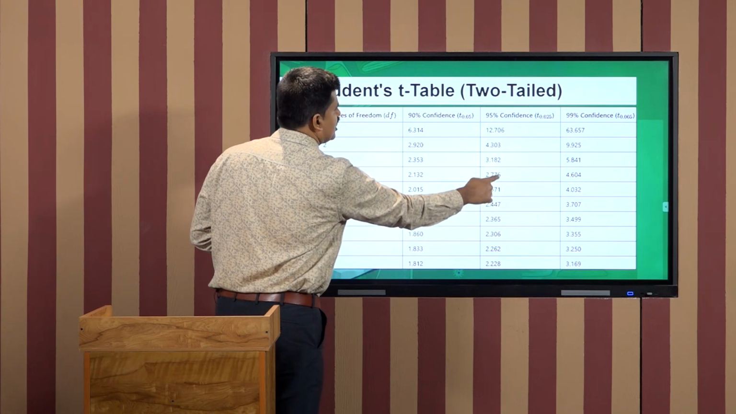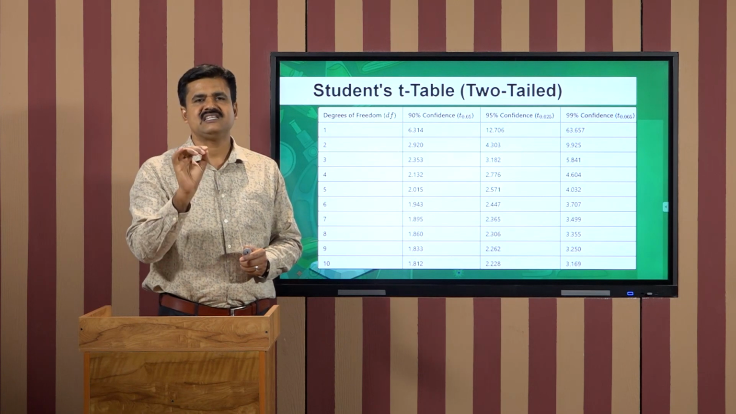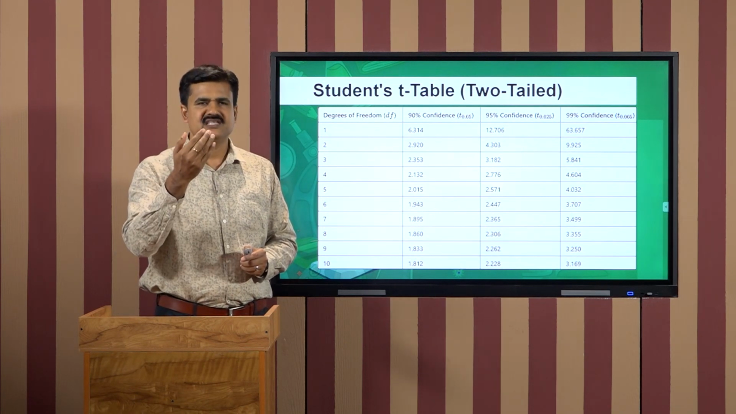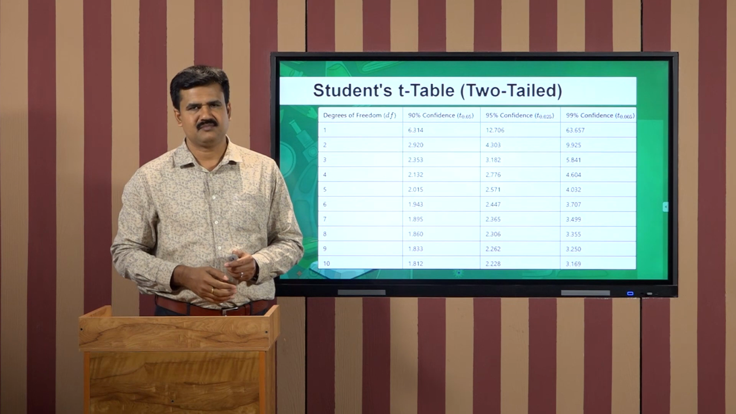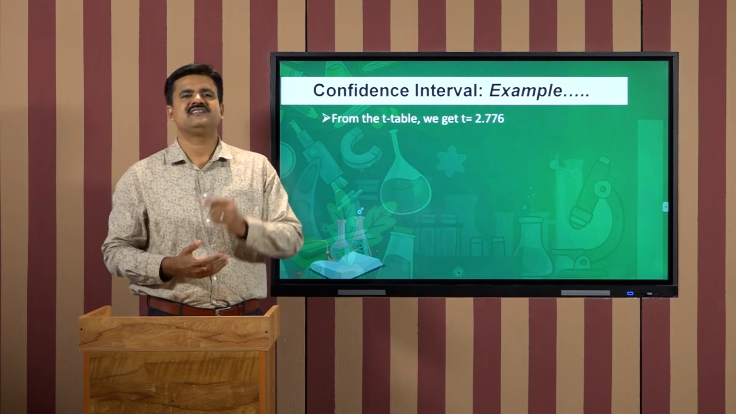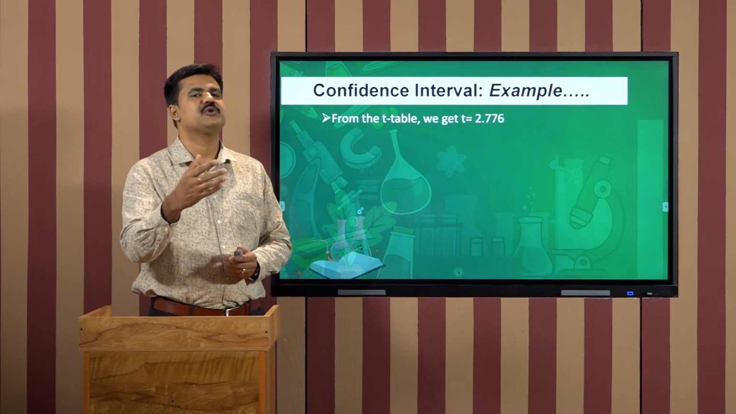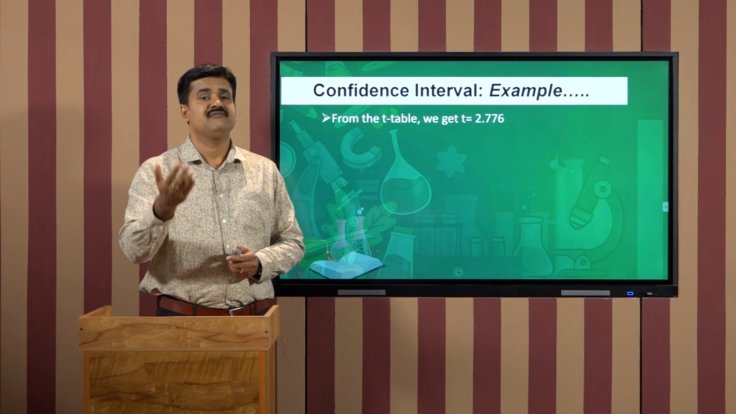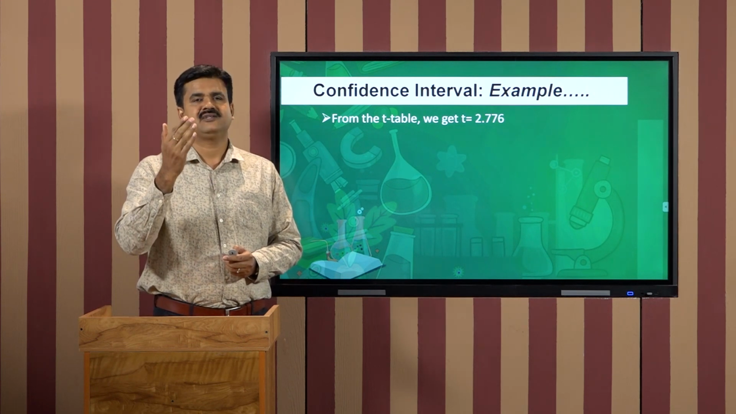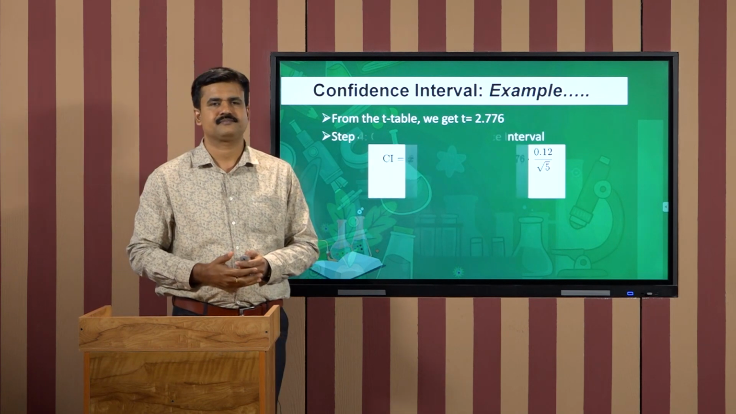So, this value 2.776 is the corresponding t value. You took the t value from the student's t table. This is another step. Now, from the t table, we get t is equal to 2.776. I just showed you how to pick up the t value with the help of two things, that is degrees of freedom and confidence interval.